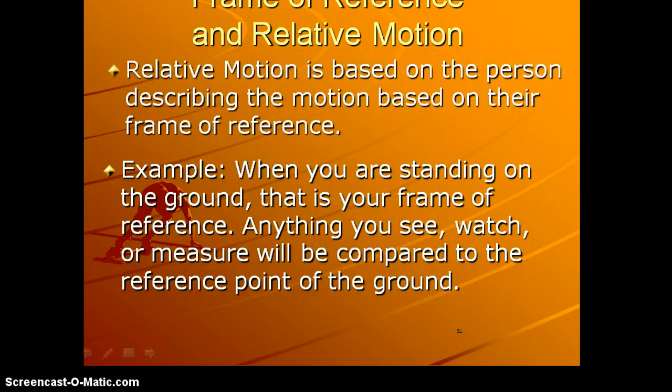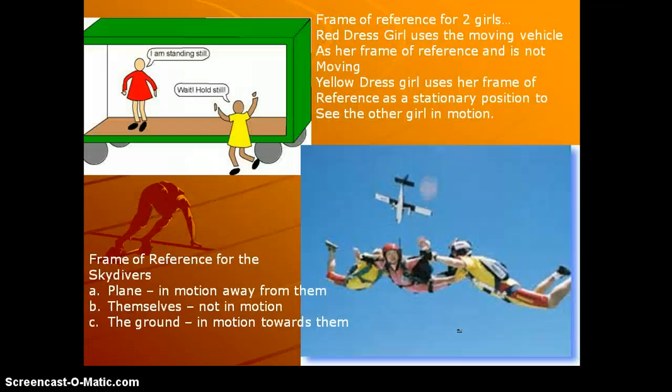So relative motion is based on the person describing the motion, which is based on their frame of reference. So an example, when you're standing on the ground, that is your frame of reference. Anything you see, watch, or measure is compared to the reference point of you standing on the ground. Here's an example of what that would look like.